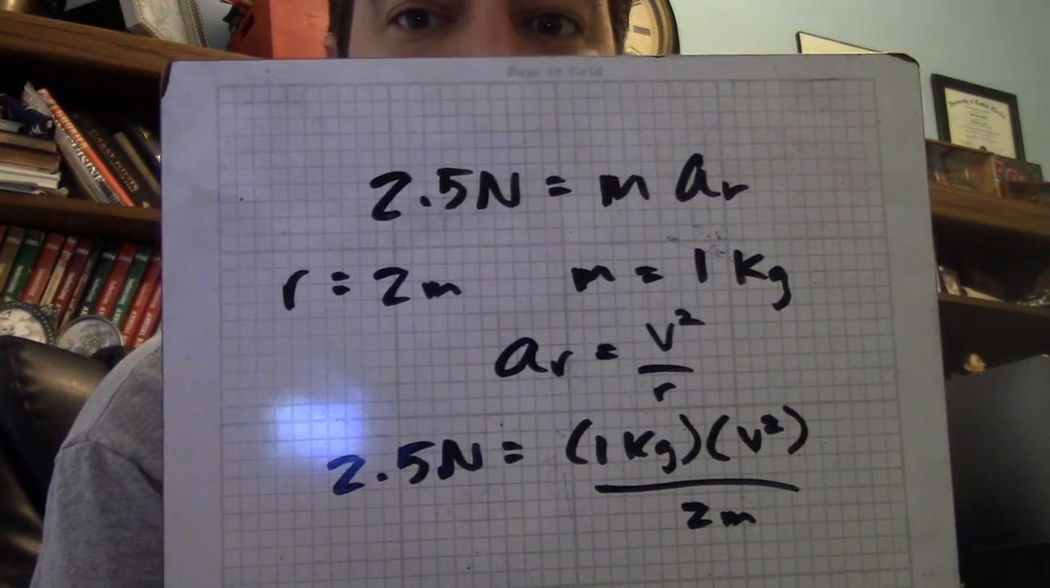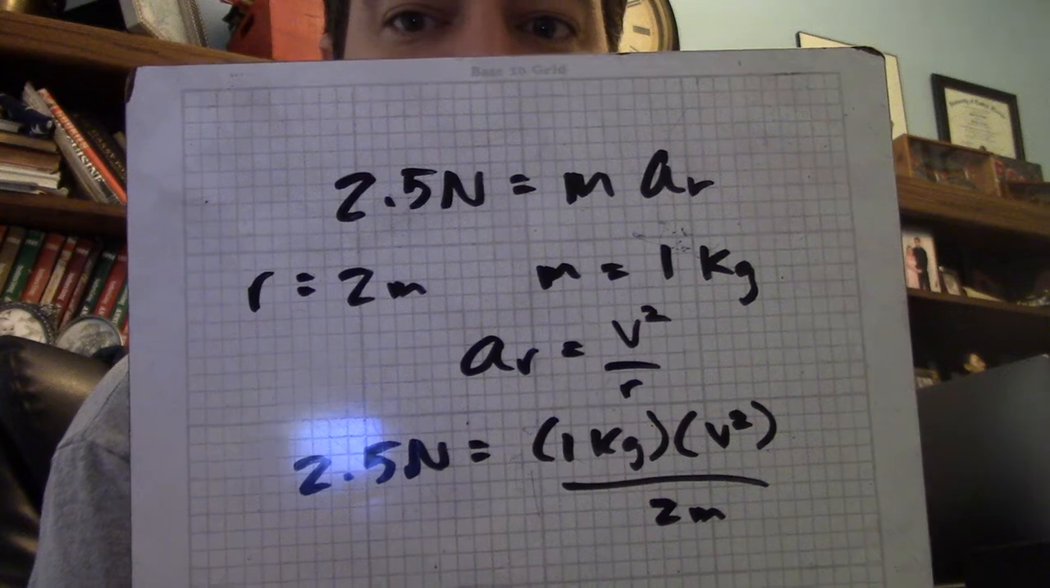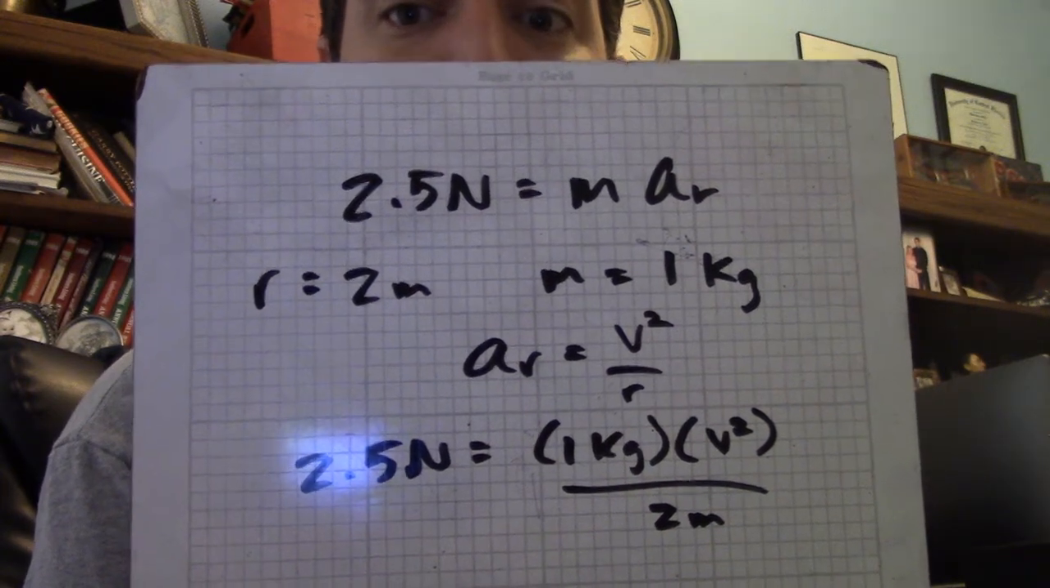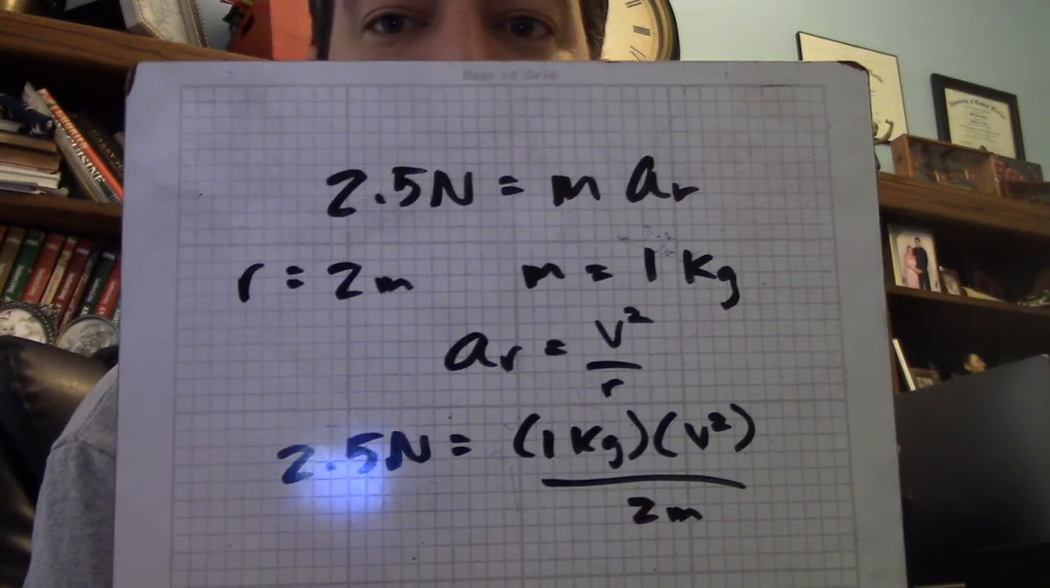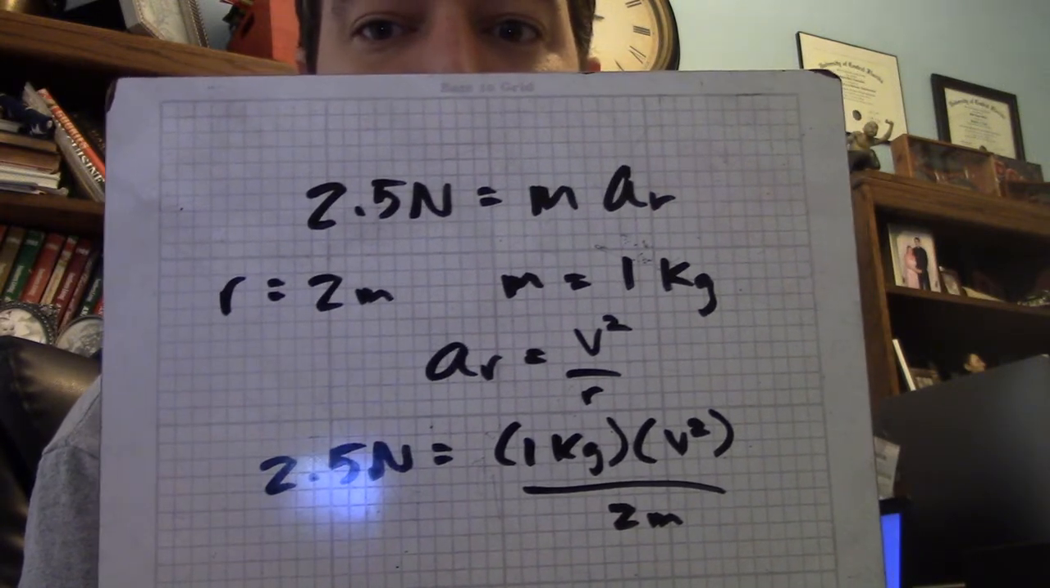You'll see I plugged my mass in as 1 kilogram, and I put the 2 meters on the bottom of my equation here, right? And I still have velocity squared as my unknown. Now you may be saying, but I thought it was v squared over r. Why is it m times v squared over r?